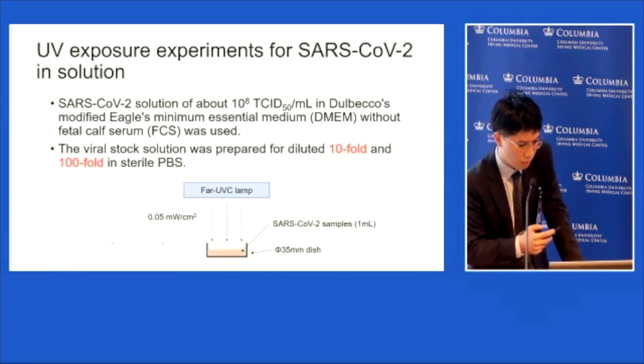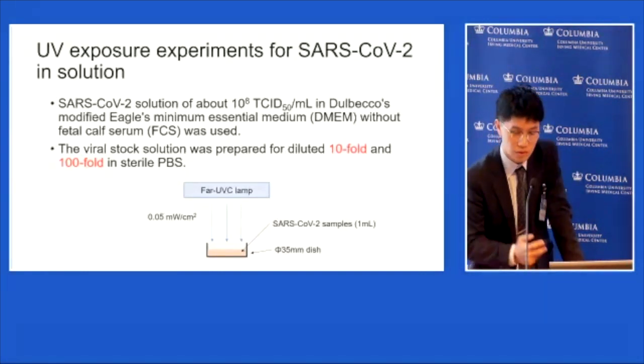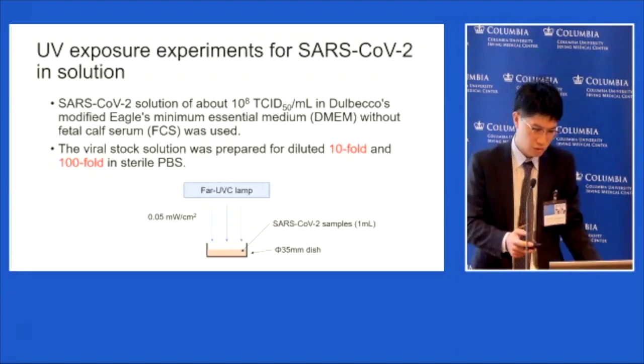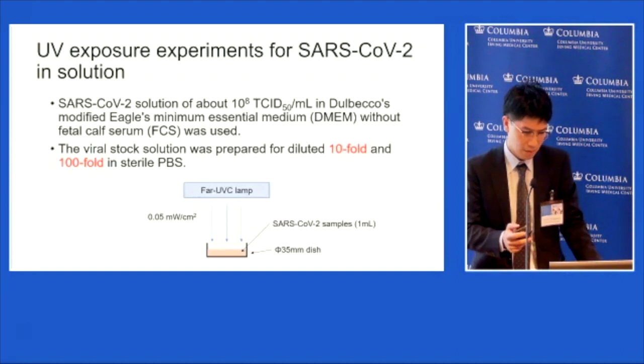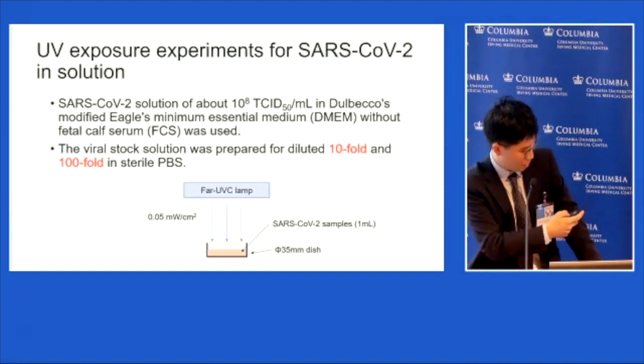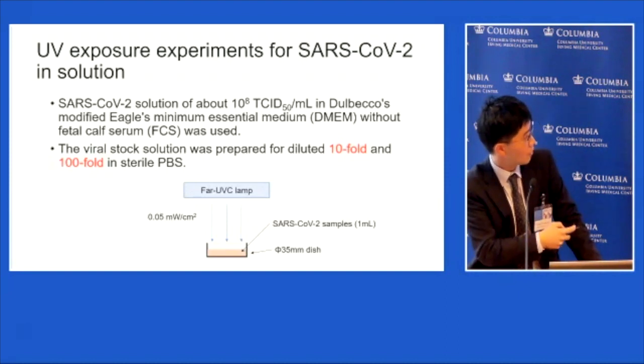Next, we performed the UV exposure experiment for SARS-CoV-2 in solutions. We used a SARS-CoV-2 solution in DMEM without FCS. The viral stock solution was diluted 10-fold and 100-fold in PBS. We used 1 milliliter of SARS-CoV-2 sample in a 35 millimeter diameter dish.